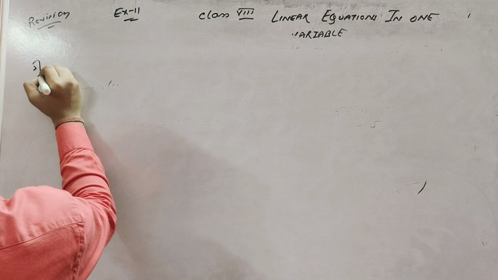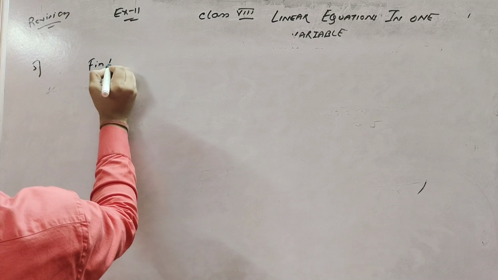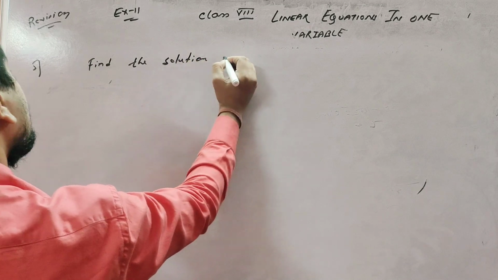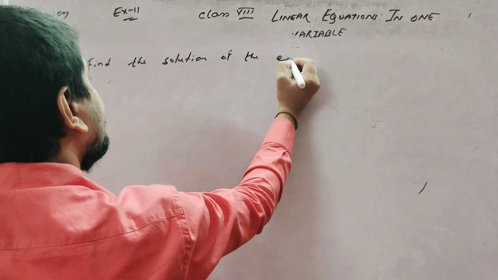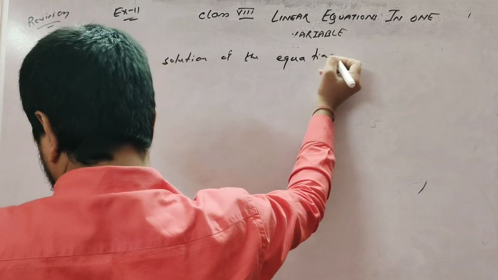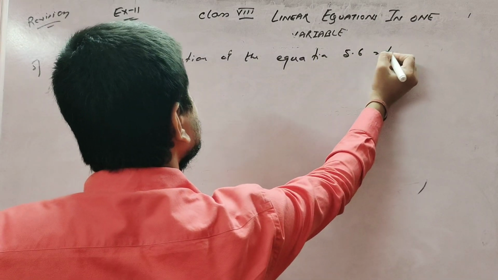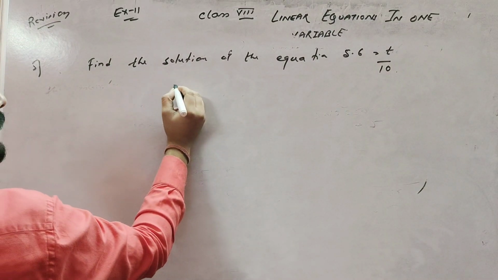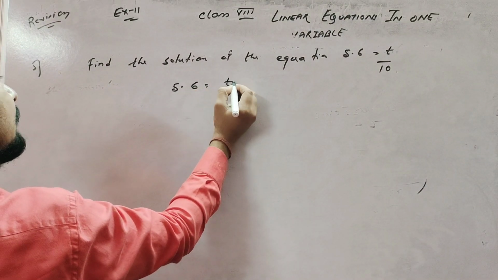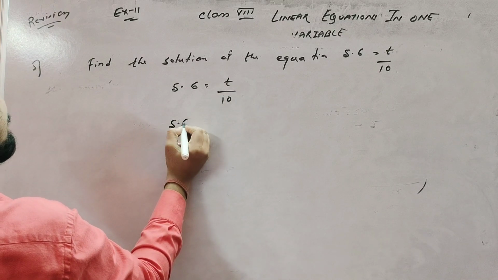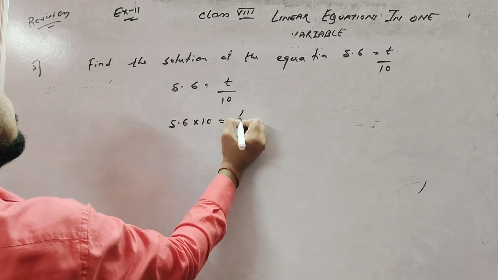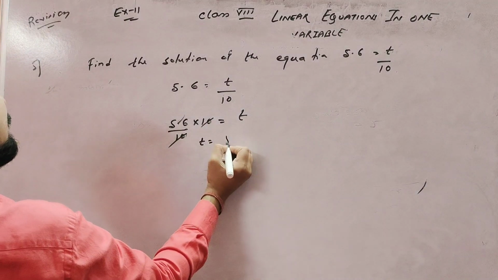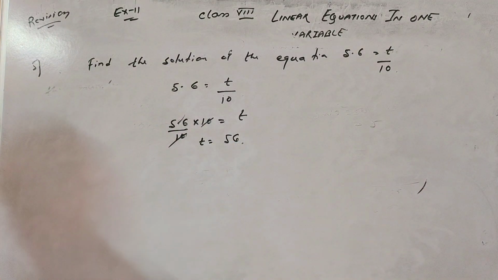Question number 5. Find the solution of the equation 5.6 equals t by 10. So find the value of t. We know that 5.6 equals t by 10. That means 5.6 into 10 equals t. So therefore t equals 56.